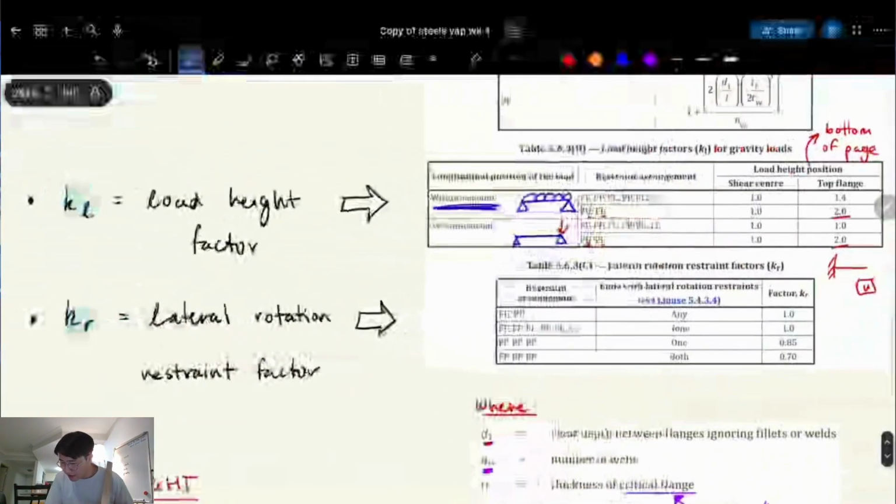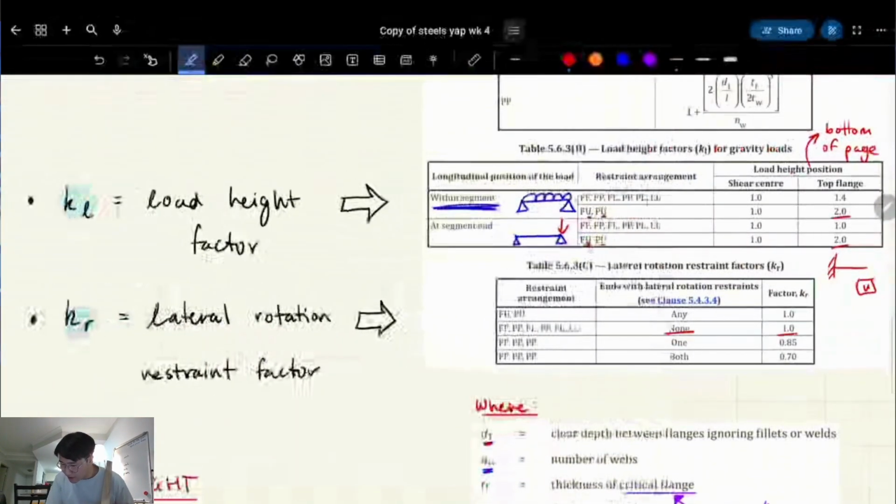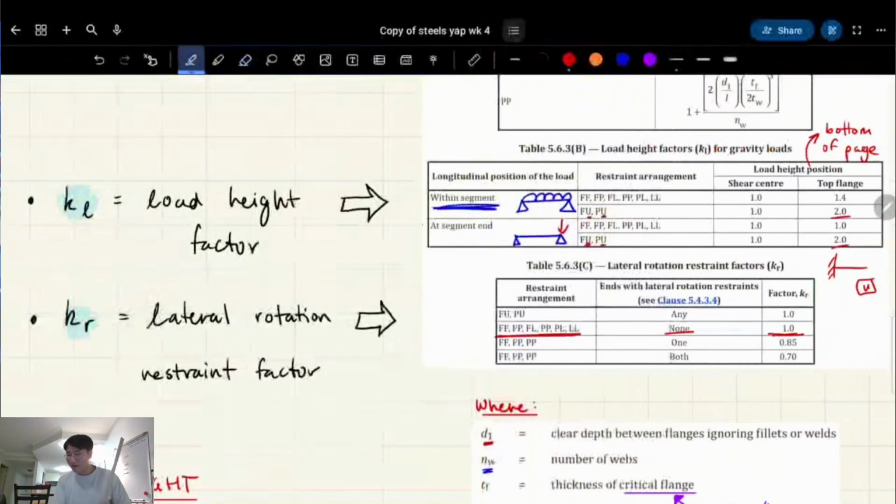I don't know why I didn't highlight this in my notes, but for these ones, for FF and all that, just consider it as none. That's the worst case scenario. And the unrestrained ones, the cantilever is also 1. So basically that one's always 1.